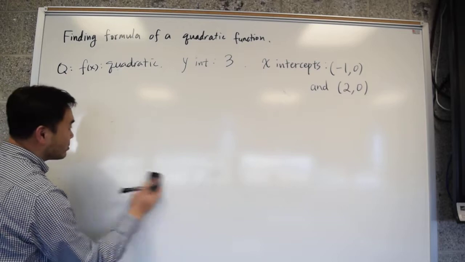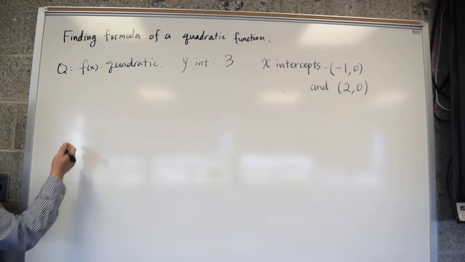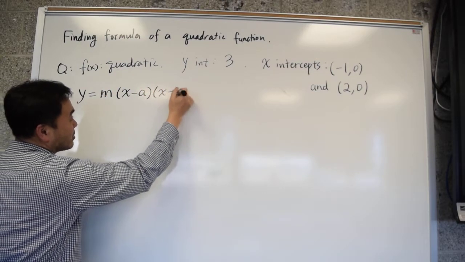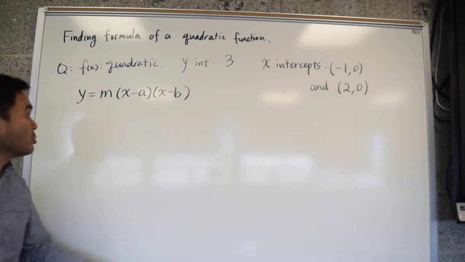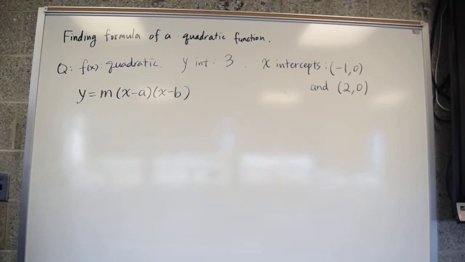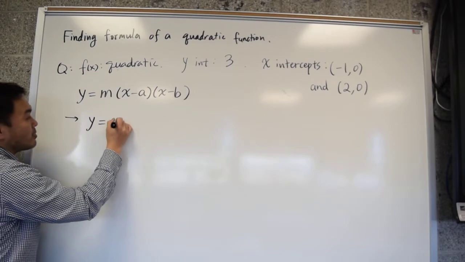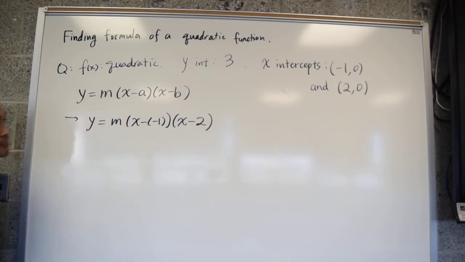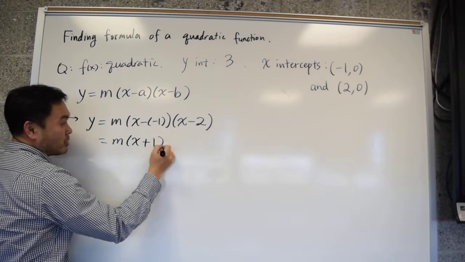So let's think about that question. Now, you see that the two x-intercepts are given, right? So that's when we use this intercept form, which was y equals m times x minus a, x minus b. Since the x-intercepts are negative 1 and 2, what should I put for a and b? You put negative 1 and 2. So you have y equals m times x minus negative 1, x minus 2. Let's simplify. Negative, negative is positive, so it's m times x plus 1, x minus 2.